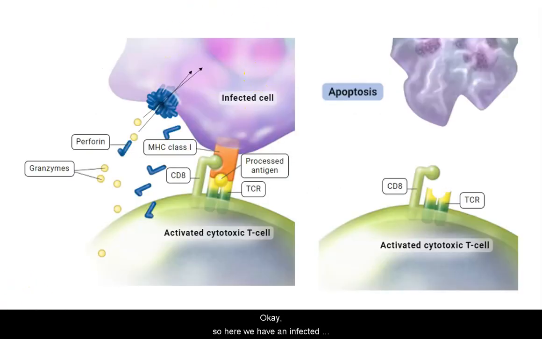Here we have an infected cell, and it's displaying the antigen on its MHC class 1 molecule, right? So this is an endogenous antigen. And the cytotoxic T cell recognizes this antigen and binds to it. Upon this binding, it's going to release perforins, which create a pore in the unhealthy cell, and granzymes, which slip through that pore and get inside of the unhealthy cell and signal it to undergo apoptosis.